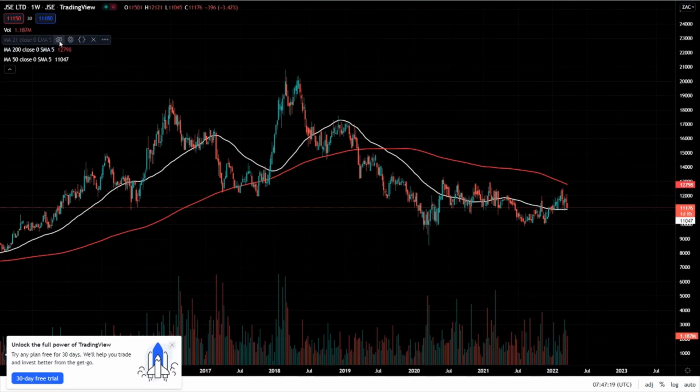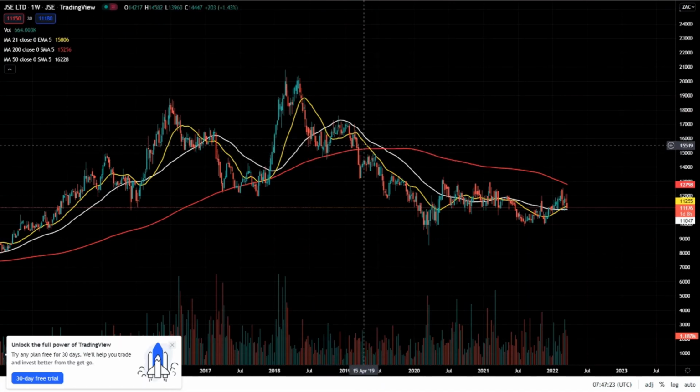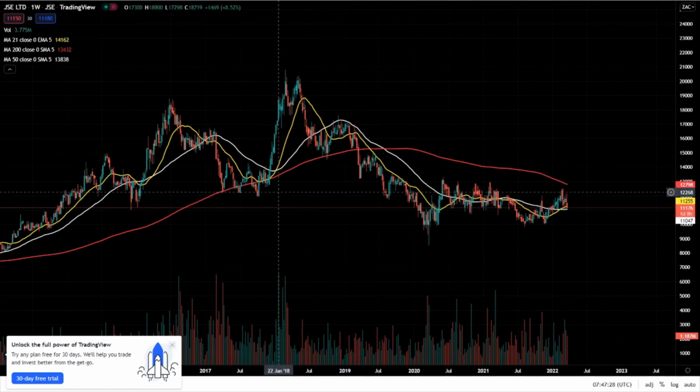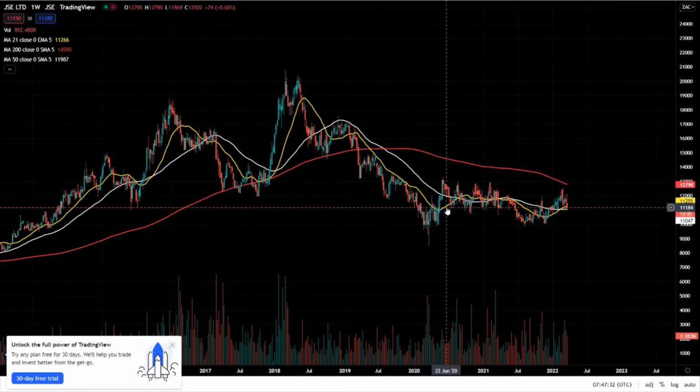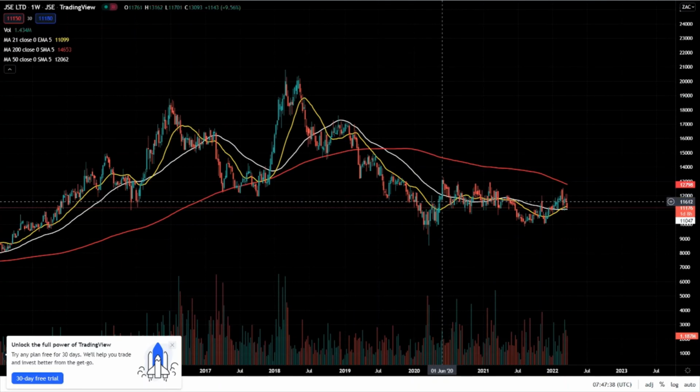Let's take a look at the 21. And this is obviously the faster one. This is where it diverged. This is where you should be taking profit if you had bought at a previous stage. And here you would leave it alone. Here you can see that price is starting to move up and converge towards this 21, which is a good sign. This would be a good entry.